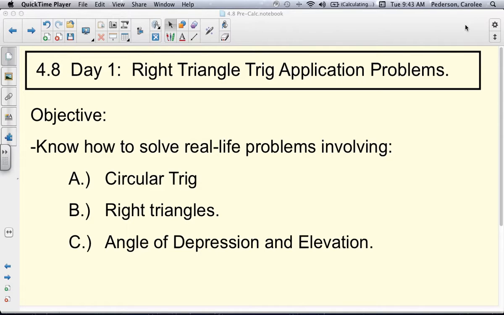This is 4.8 day 1, right triangle trigonometry with application problems.